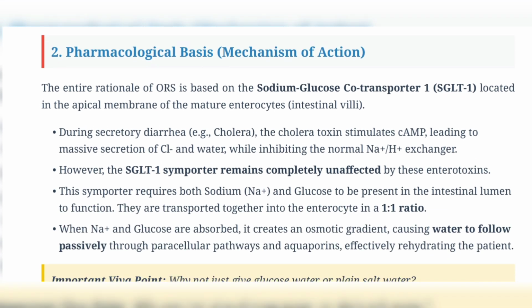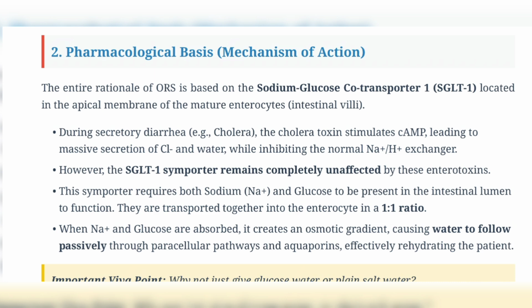Pharmacological basis or mechanism of action. The entire rationale of ORS is based on a sodium glucose cotransporter 1, SGLT1, located in the apical membrane of the mature enterocyte. During secretory diarrhea, for example cholera, the cholera toxin stimulates cAMP, leading to massive secretion of chloride ion and water, while inhibiting the normal sodium and hydrogen exchanger. However, the SGLT1 importer remains completely unaffected by these enterotoxins.